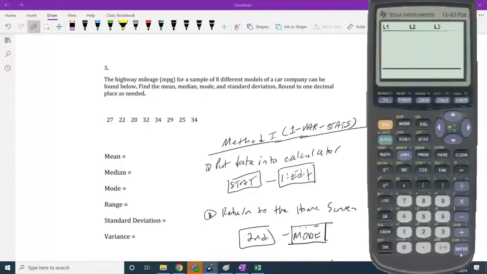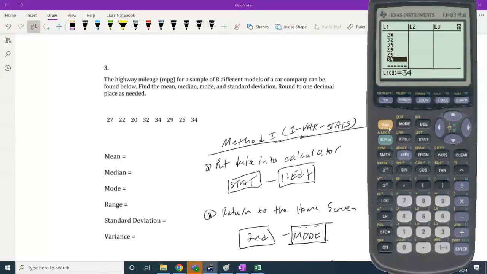I'm going to go back into stat, edit. Okay, I think I missed 34. 29, 25, 34. Yeah, 34 is in there twice. Okay, so now I'm going to hit enter. So now I have a total of 8 items. So I'm going to recalculate everything.